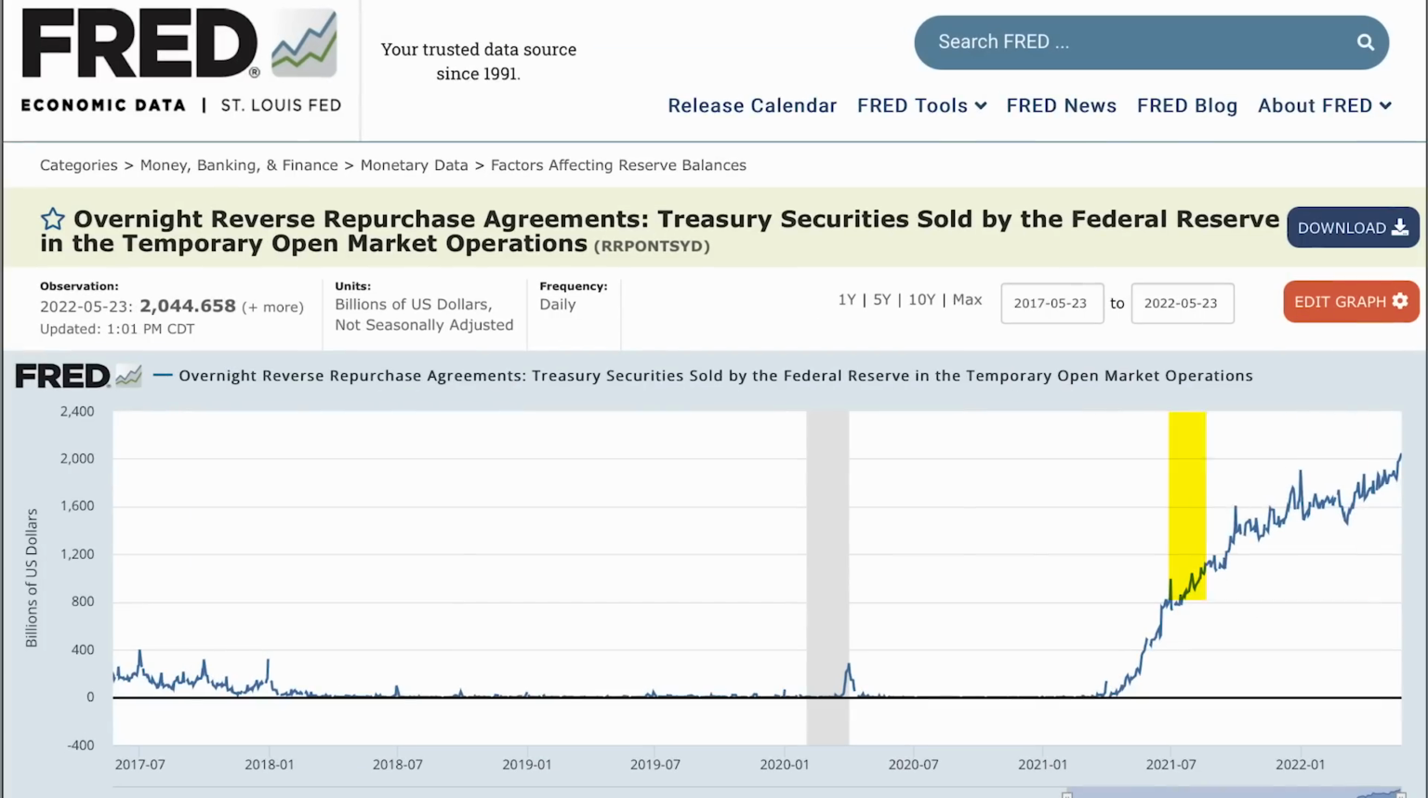The reverse repo facility at the Federal Reserve just hit over $2 trillion for the first time in history.